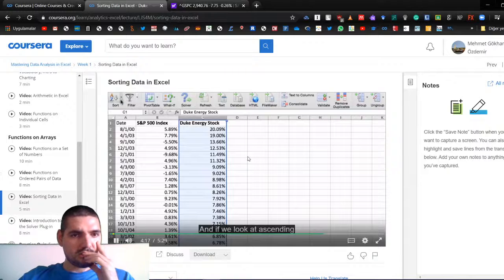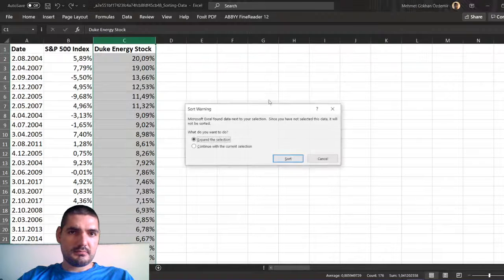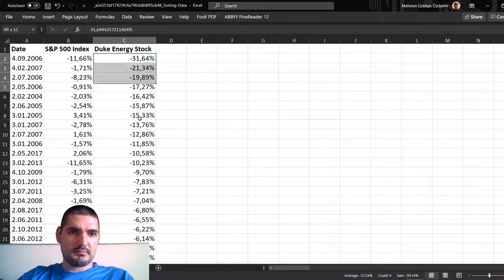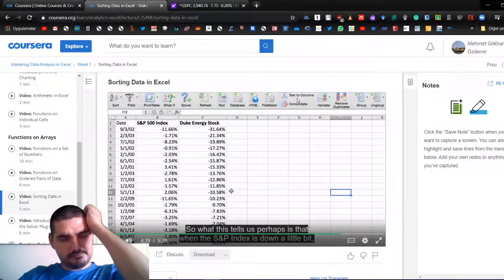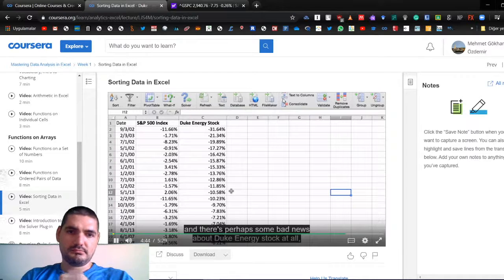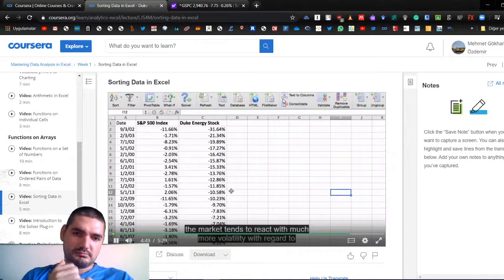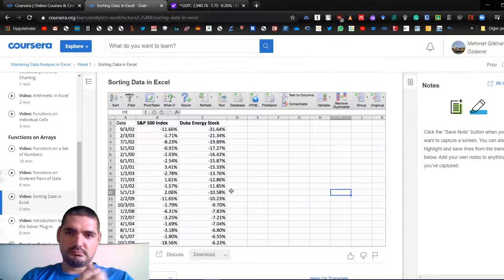And if we look at ascending order, we see that we have a number of months when Duke Energy stock was dramatically off, and in most cases, the S&P 500 index was also down, but far, far less. So what this tells us, perhaps, is that when the S&P index is down a little bit, and there's perhaps some bad news about Duke Energy stock, the market tends to react with much more volatility with regard to Duke Energy stock than it does with the index as a whole.